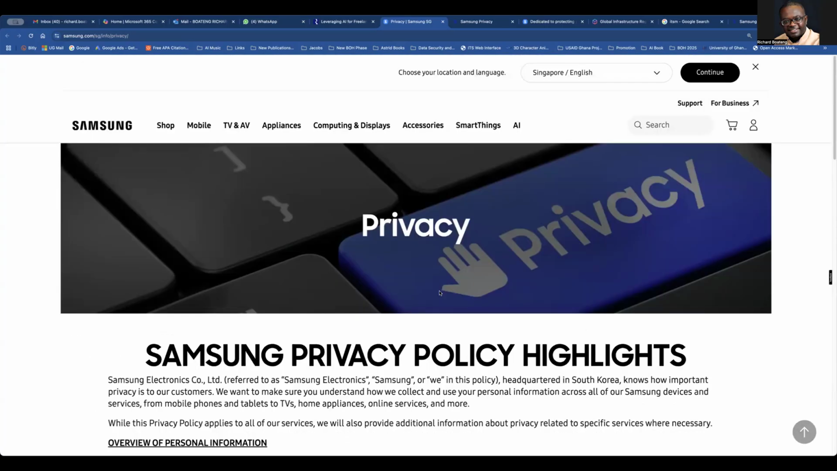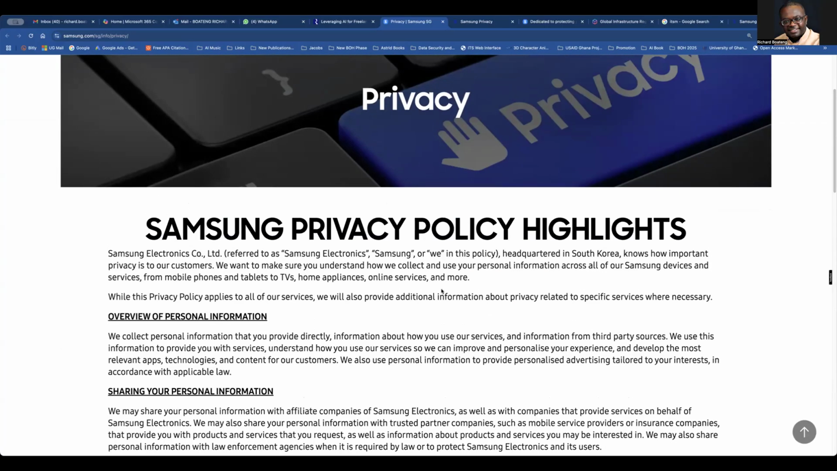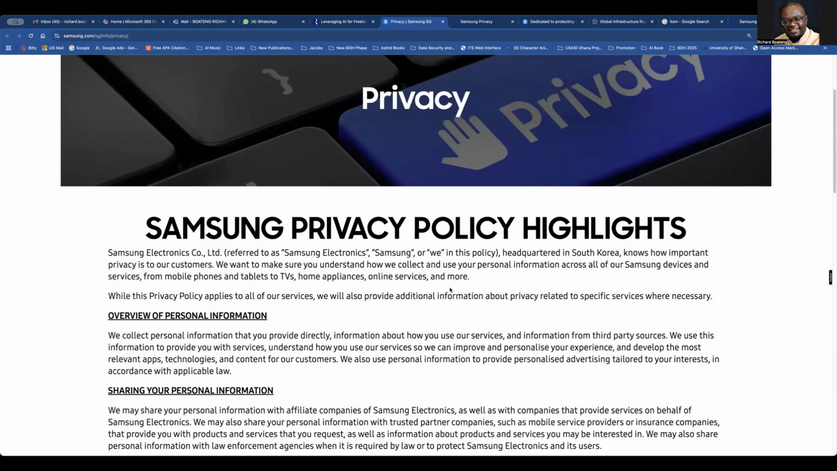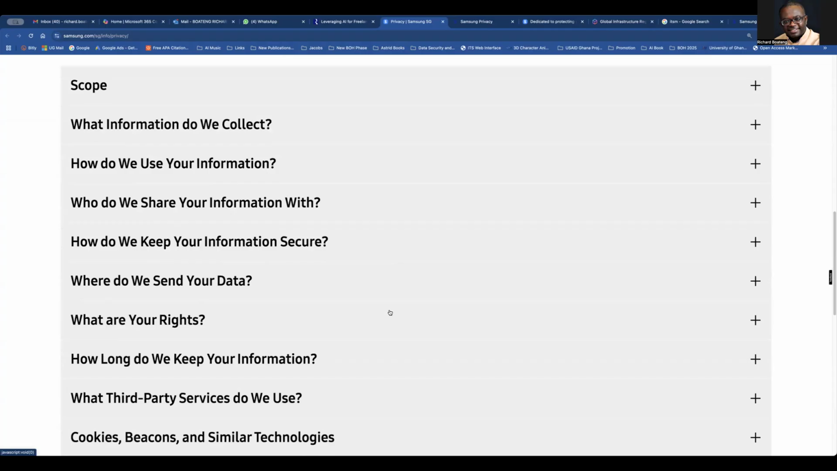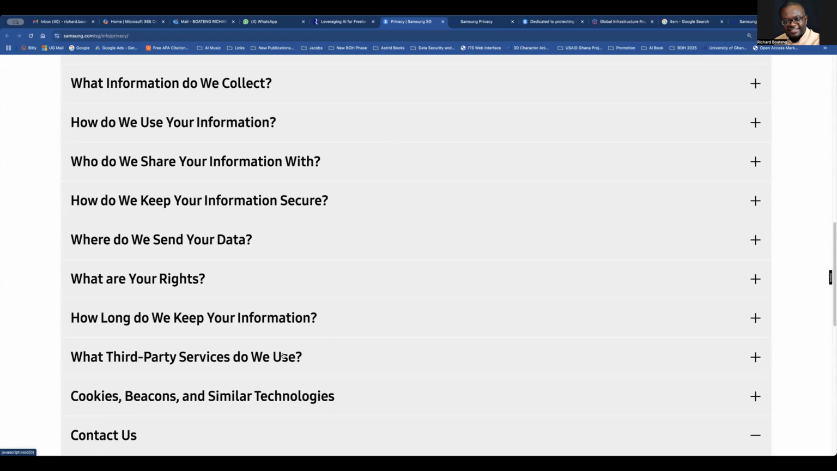They start from the global perspective and tell you that we Samsung are behind it. Even though we are in Singapore, we at the headquarters are supporting the policy. So such an assurance they are giving to you. They take you through all that we said should be there. They will add more. What third-party services do we use?